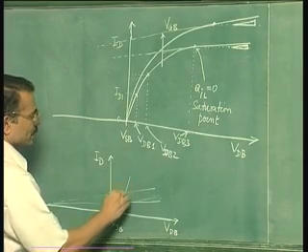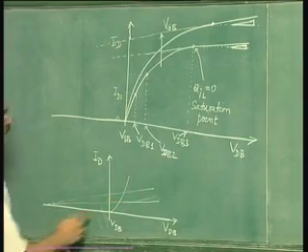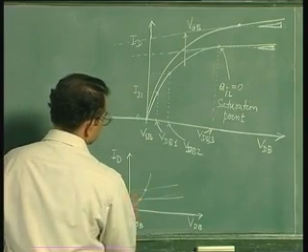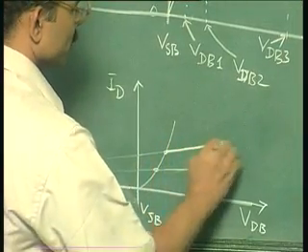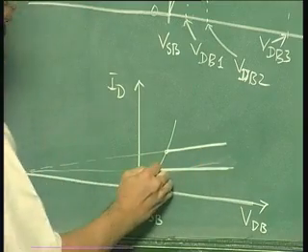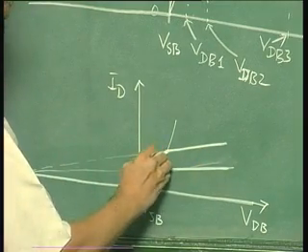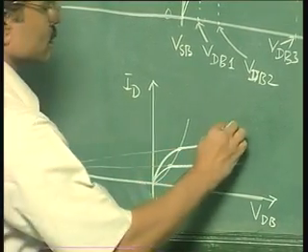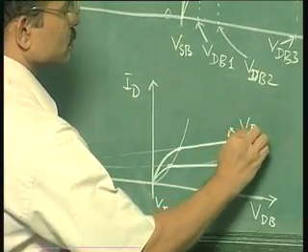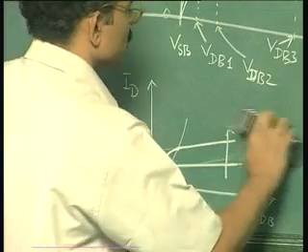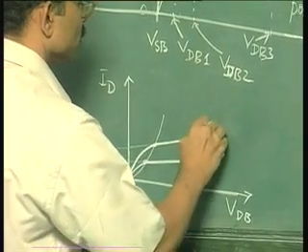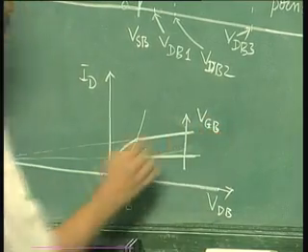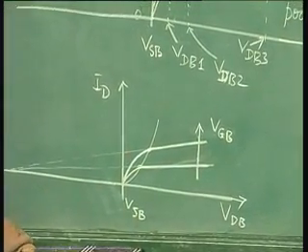Then we separate the ohmic and the saturation region. So these are your points and these are your curves in saturation, and then we join these to get the complete curve. This is very much like what we did for the bipolar transistor.